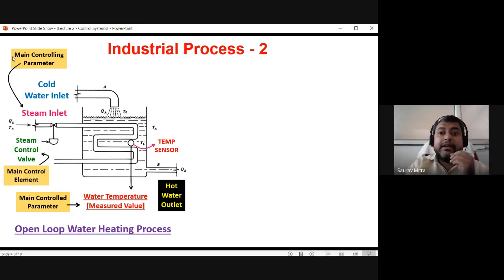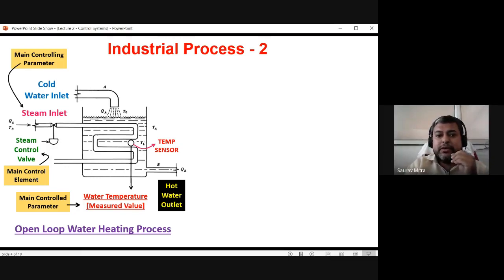And what is the control element? The main control element is the steam control valve. So why is this process called open loop? Because in this case, the measured value is not connected to the main control element. The measured value, that is the water temperature, is not connected to the steam control valve or to some actuator. Hence, it's an open loop water heating process.